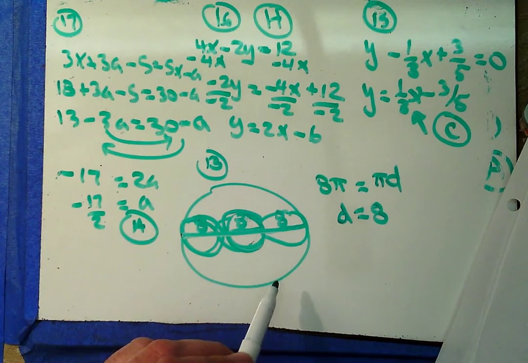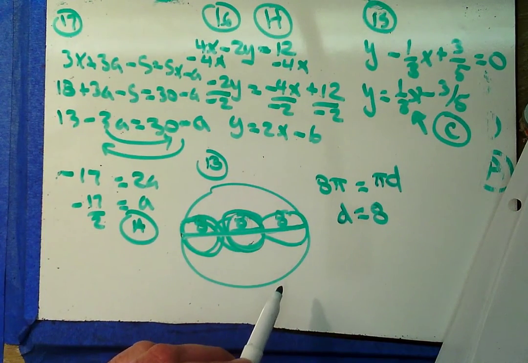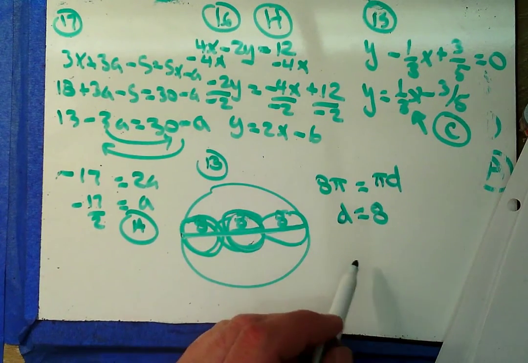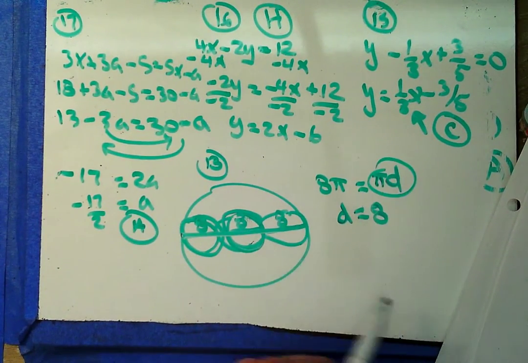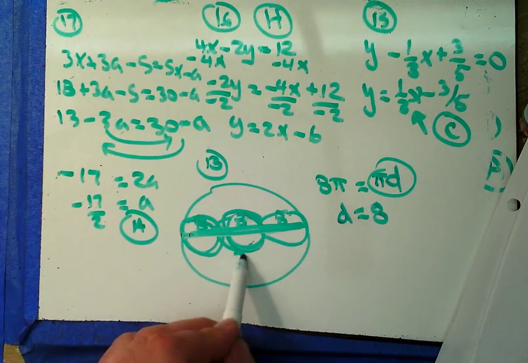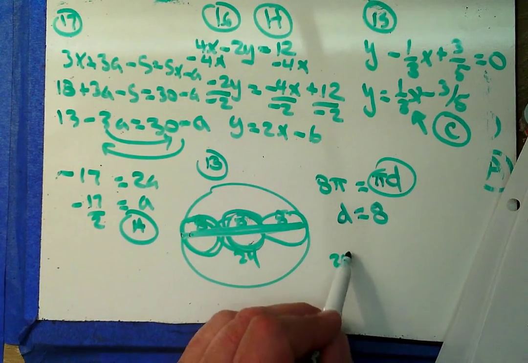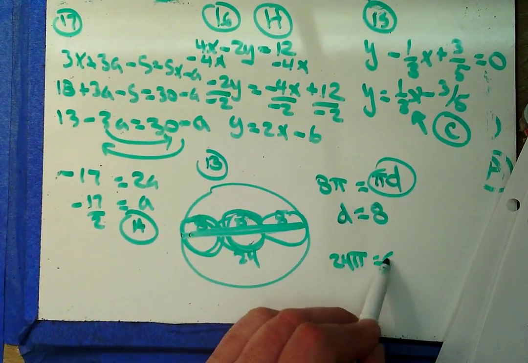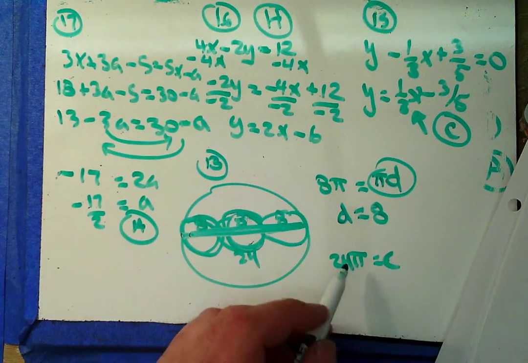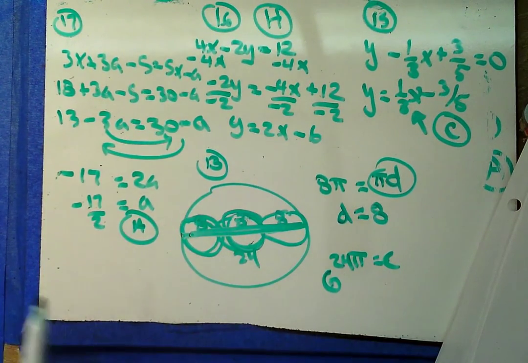I read the question again to see what they're looking for. They say, what's the circumference of the large circle? Well, again, circumference is pi d. We determine that 24 is the diameter here, so 24 pi is the circumference of the large circle, and that's choice G. G for number 18.